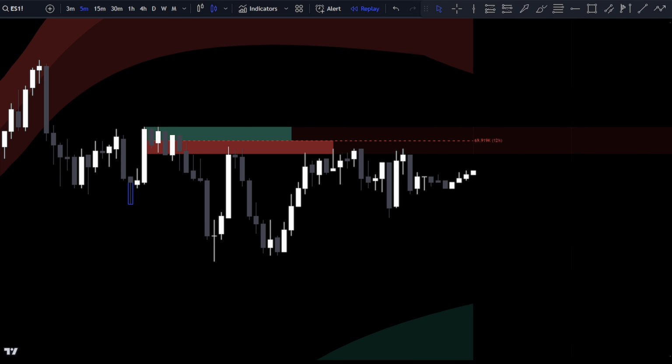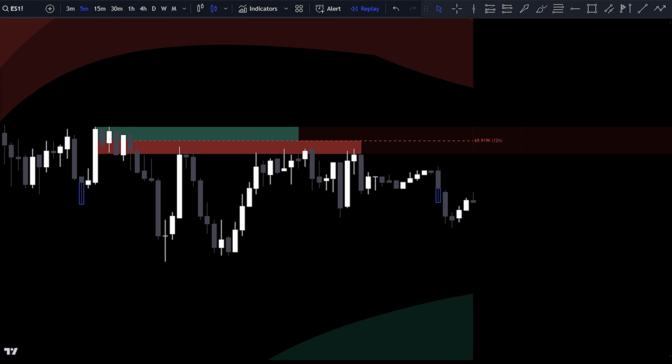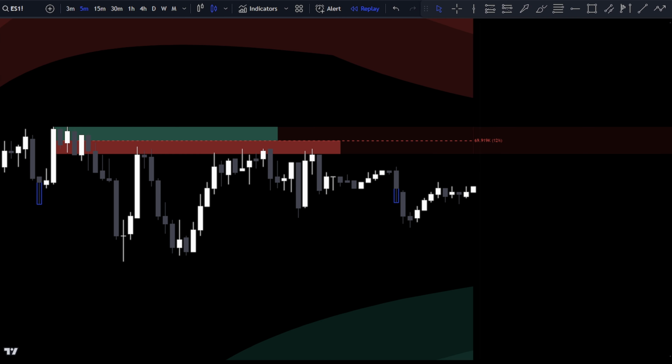And the exact opposite is true for sell trades. For the first condition, we need to see the price exiting an order block. On the chart, we can see this order block, and as the price moves out of it, the first condition is satisfied. Next, we wait for a bearish liquidity grab, which appears a few candlesticks later.